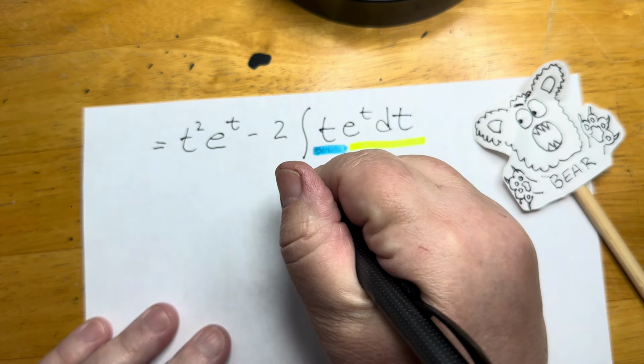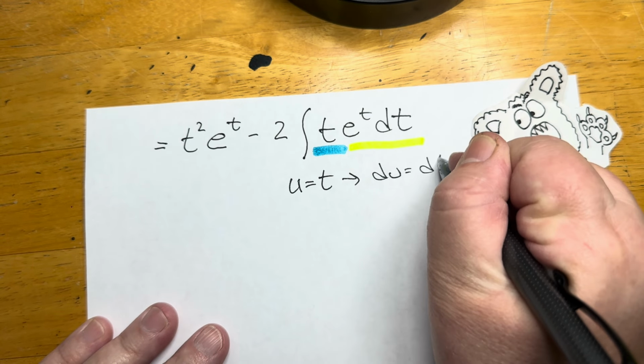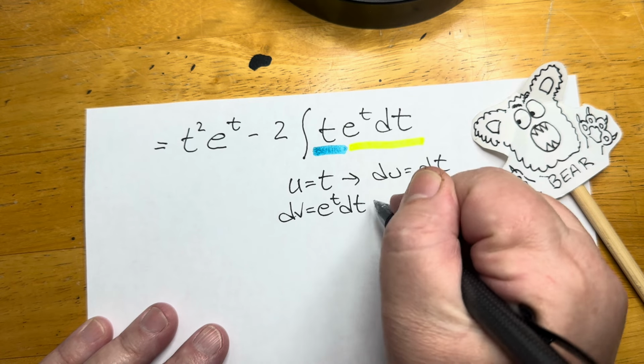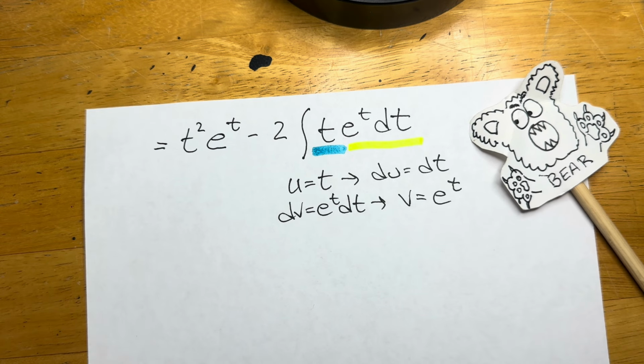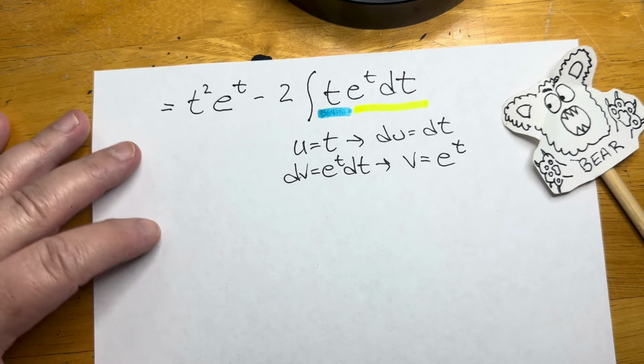I understand. u equals t, so du is dt. dv is e to the t dt, so v is e to the t. Sorry about that. I wanted to write that all back. So I've got a complete copy of what I just did on the other page. So we did it twice.